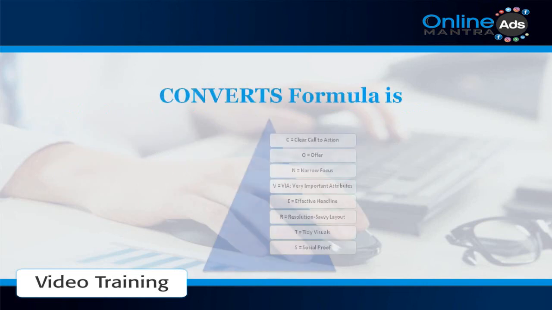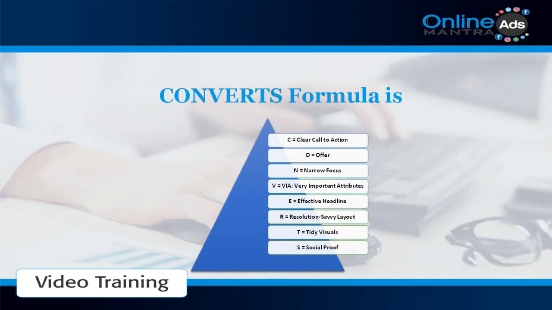CONVERT's formula is: C means clear call to action, O means offer, N means narrow focus, V means very important attributes, E means effective headline, R means resolution savvy layout, T means tidy visuals, S means social proof.